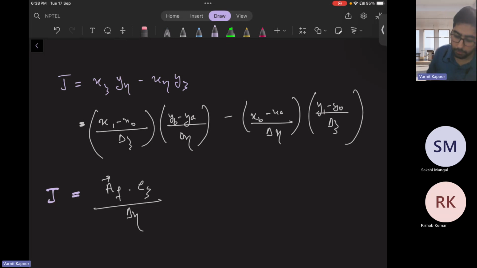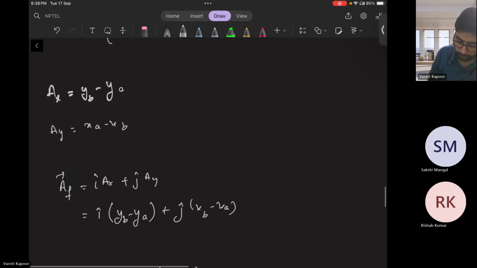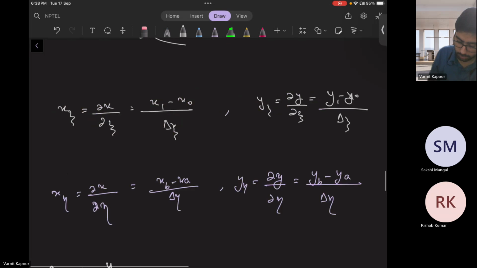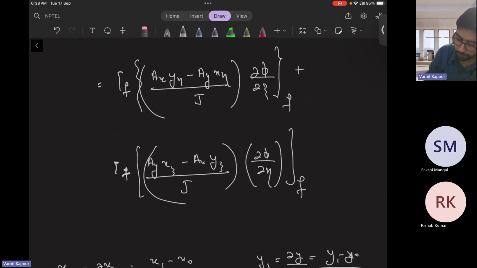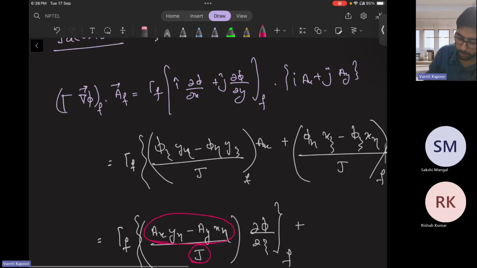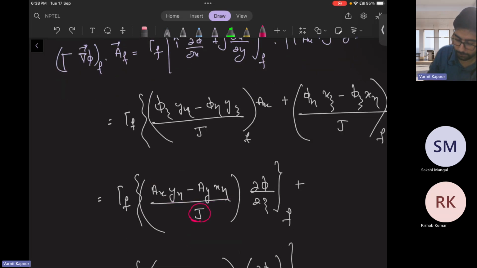Okay, now we had one term that was ax y eta minus ay x eta. So we have calculated the Jacobian. We have to see this term, ax y eta minus ay x eta, of this dot product. Let us see.